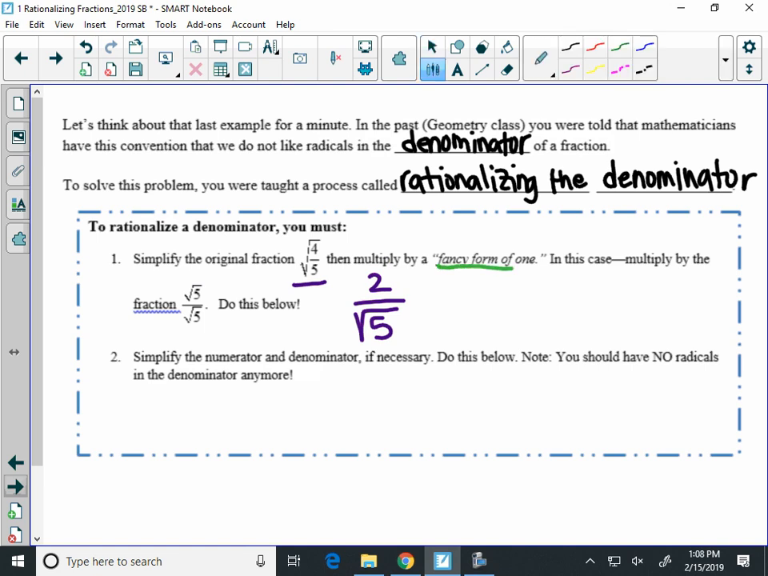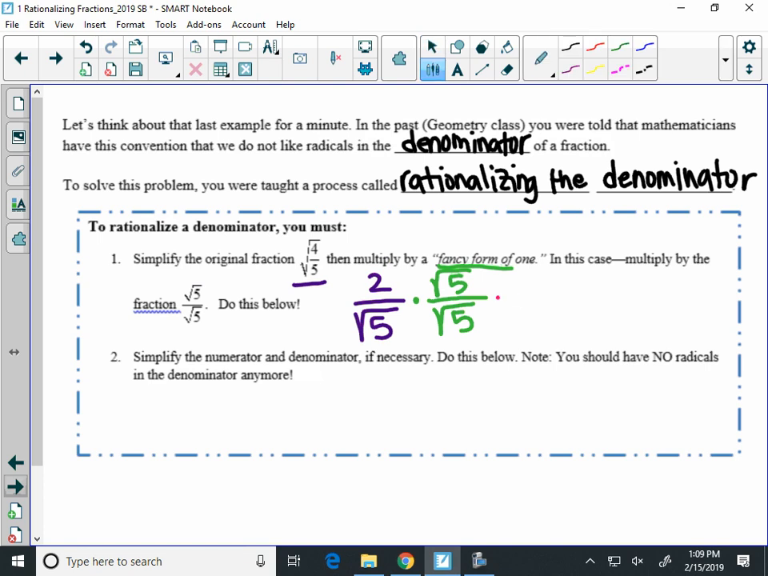Now what this means is, let's think about what happens when you multiply by 1. Does multiplying by 1 change the value of the number? No. So what we're going to do is we're going to keep the value of this fraction the same. We're just going to make it look different. So the fancy 1 that we're going to multiply by is radical 5 over radical 5. All right, you take the denominator with the radical. You just take the radical part and you turn it into a number 1. And now what we're going to do is we're going to multiply straight across that fraction.